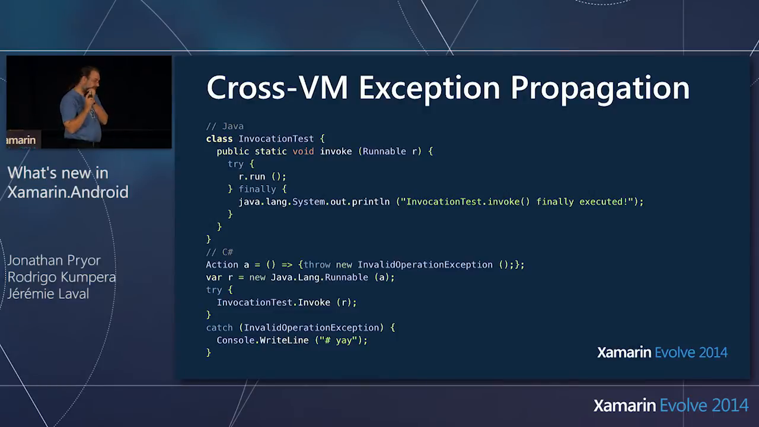Because what I would expect to happen is we invoke our binding, which invokes the Java method, which invokes the parameter.run, which invokes runnable.run, which will invoke our action, which throws an invalid operation exception. Well, as it happens, we are within a try-catch block, and we have a catch invalid operation exception. So the exception should be thrown.